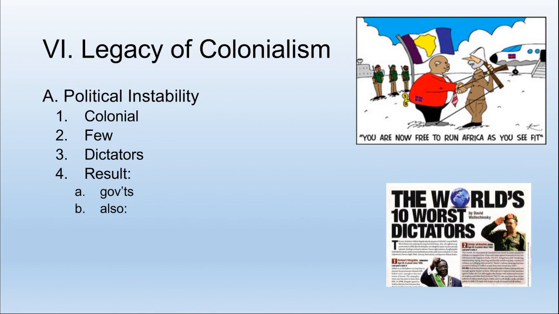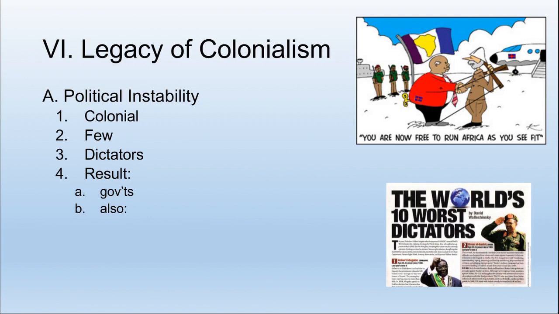What are the results of this? It leads to instability, conflict, coups, and civil wars. Basically everything terrible. If you are dealing with instability and conflict and coups and civil wars, your government obviously is not going to be very effective. So governments are ineffective. They cannot provide services and safety and supports for their civilians.